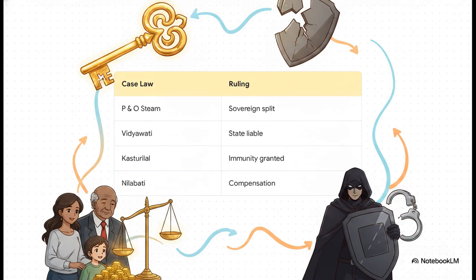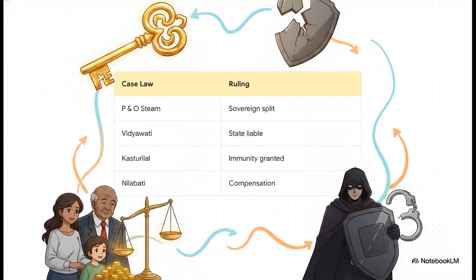Let's actually look at how this tension plays out in the courtroom with real people. It really all started with the P&O Steam Navigation Company case. That's the one that officially laid down that split between sovereign and non-sovereign functions we just talked about. Then, we saw a massive win for citizens. In the State of Rajasthan versus Vidyawati case, the court actually held the state liable when a government driver negligently caused an accident. Big deal, right? But then, the state shield went right back up in Kasturilal versus State of UP. There, the court granted immunity simply because the wrongful act was tied to police powers, which, again, is a sovereign function. However, the courts have really narrowed that immunity over time.